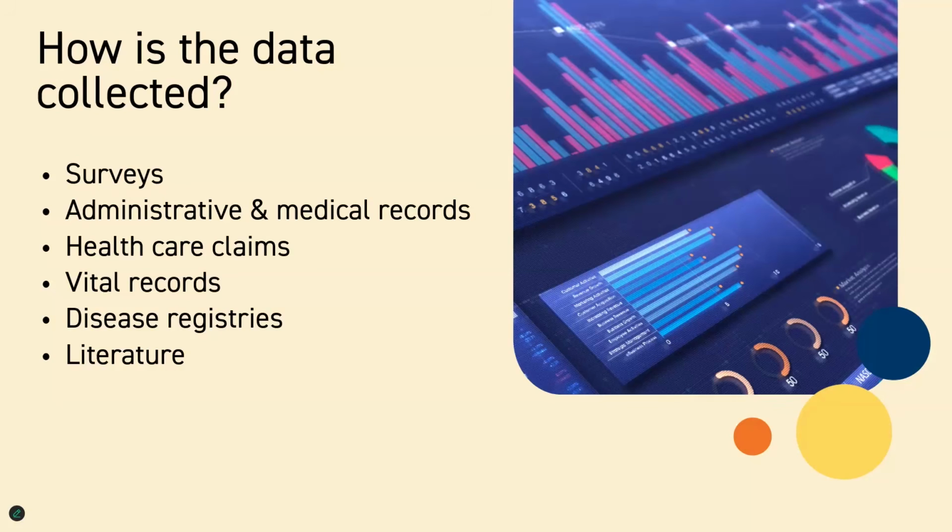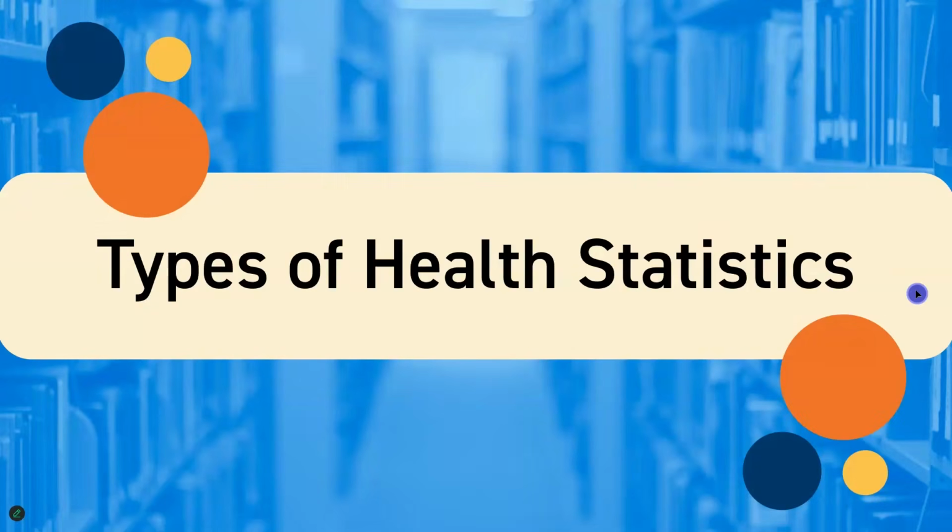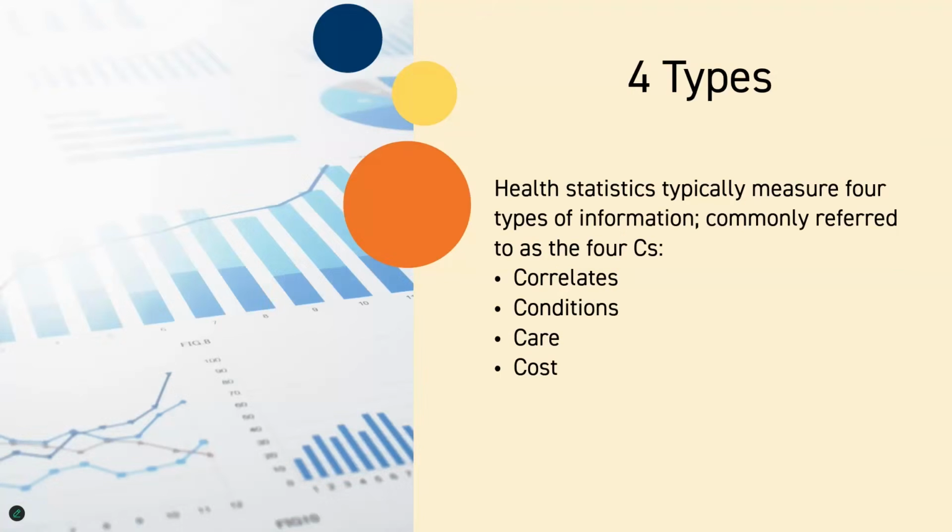Okay, now going into the fun thing, talking about different types of statistics. Typically 4 different types that are measured, commonly referred to as the 4 Cs.